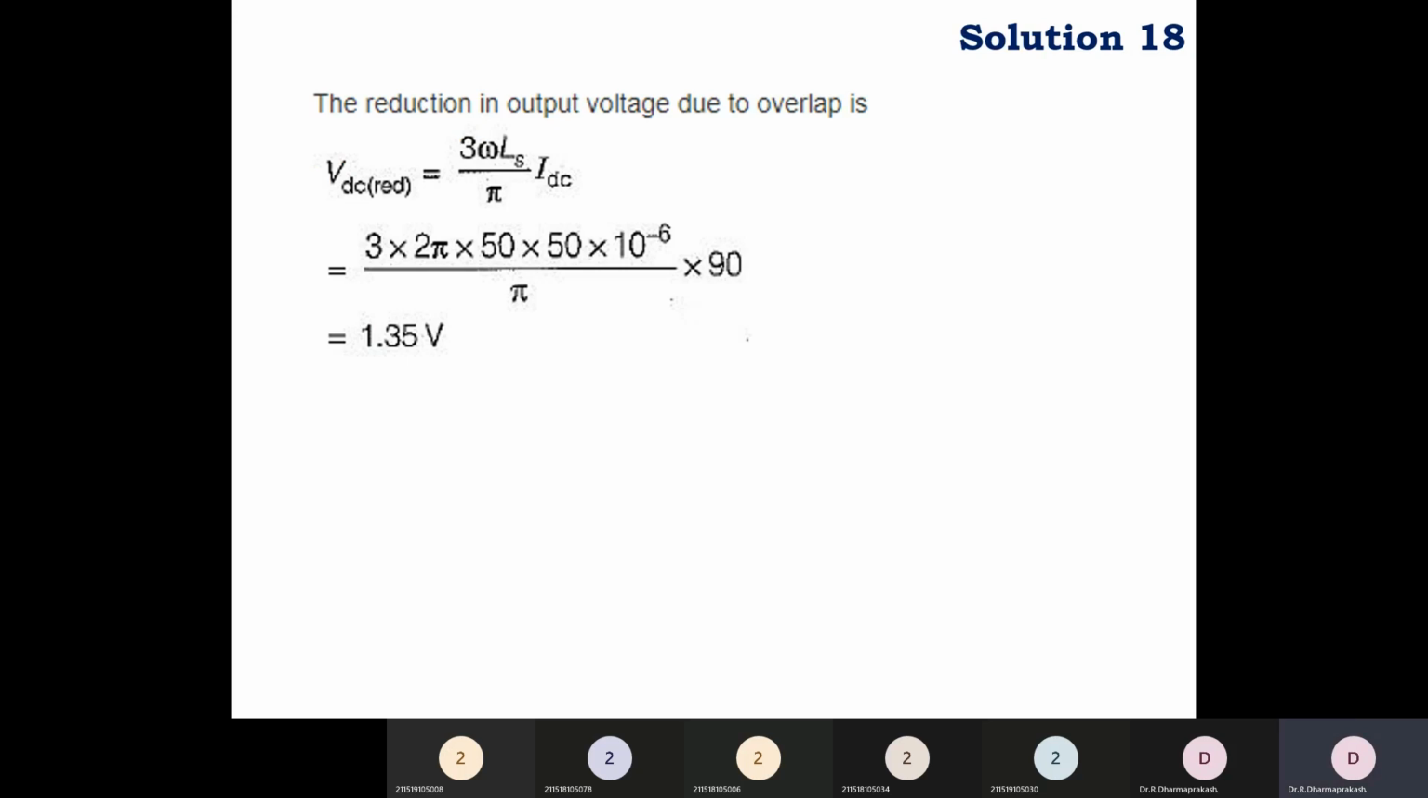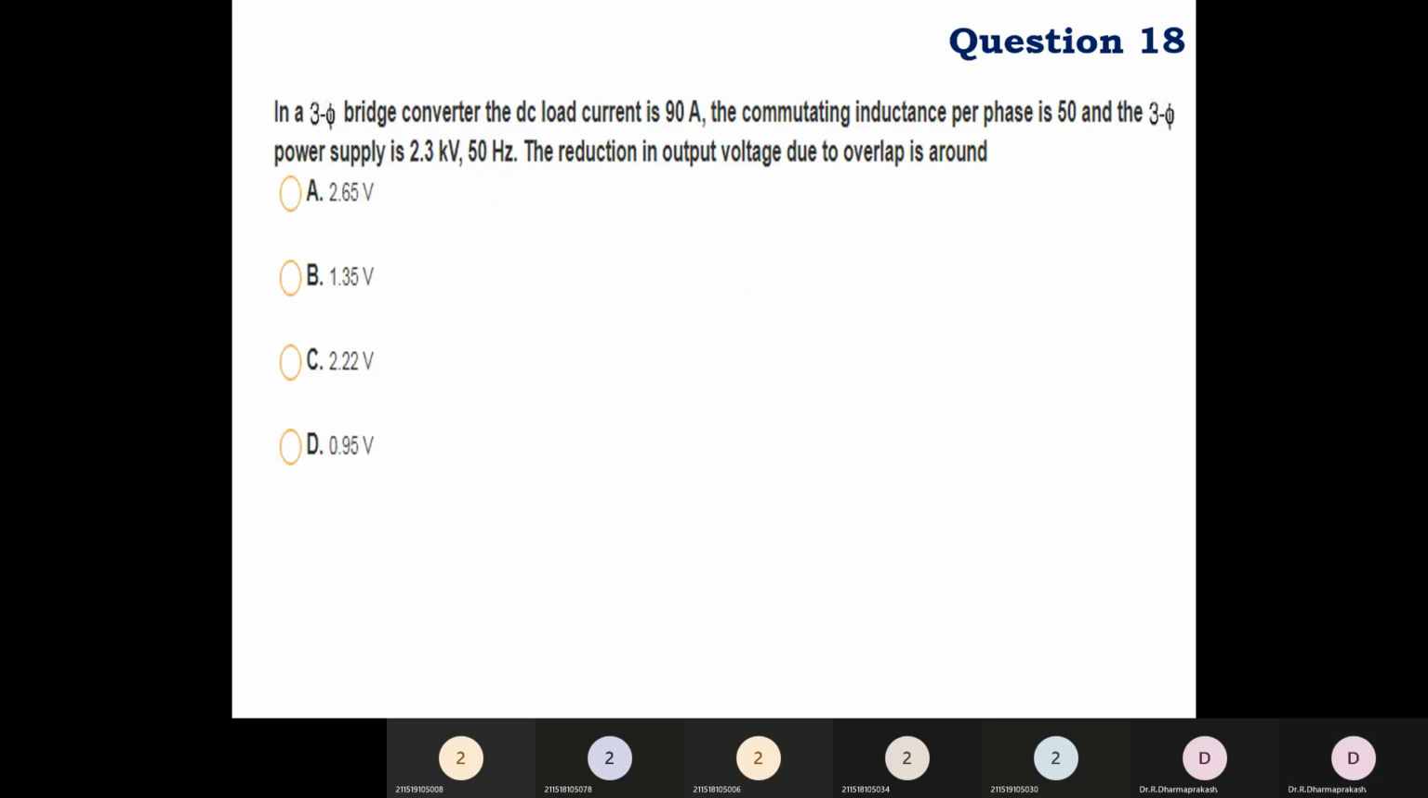So they are given a frequency and all. So omega is 2 pi f, that is 2 pi into 50, and Ls is 50 microhenry, that is 50 into 10 power minus 6, divided by pi, into 90 IDC. They are given. So it becomes 1.3735 volts. So option B is the right answer.